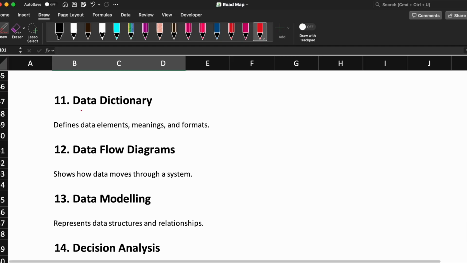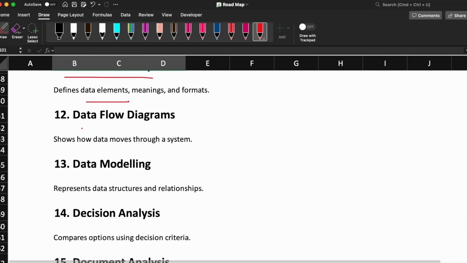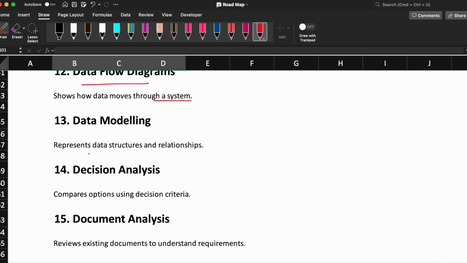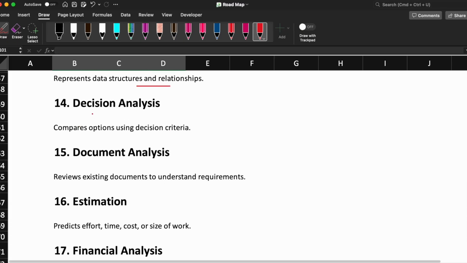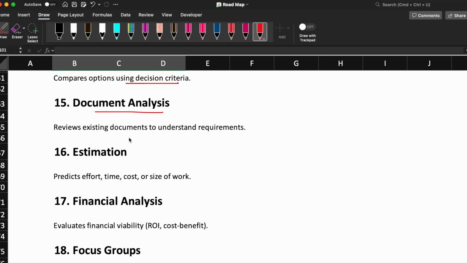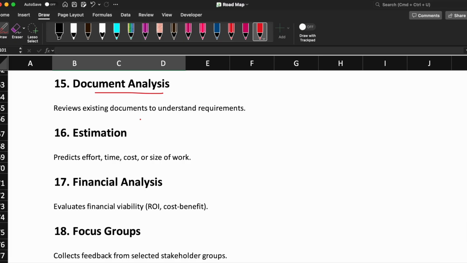Number 11, data dictionary: define data elements, meanings, and formats. Number 12, DFD, data flow diagrams: shows how data moves through a system. Number 13, data modeling: represents data structures and relationships. Number 14, decision analysis: compares options using decision criteria. Number 15, document analysis: reviews existing documents to understand requirements.